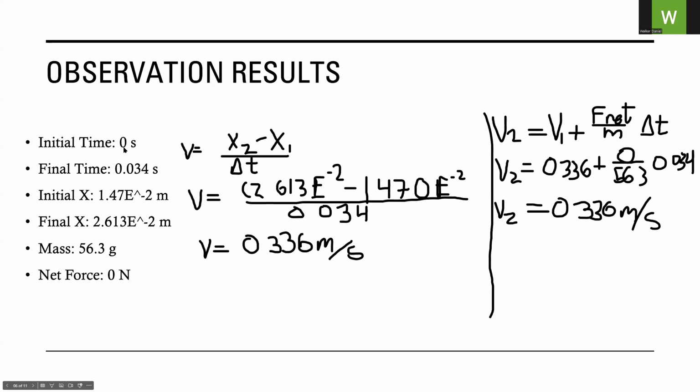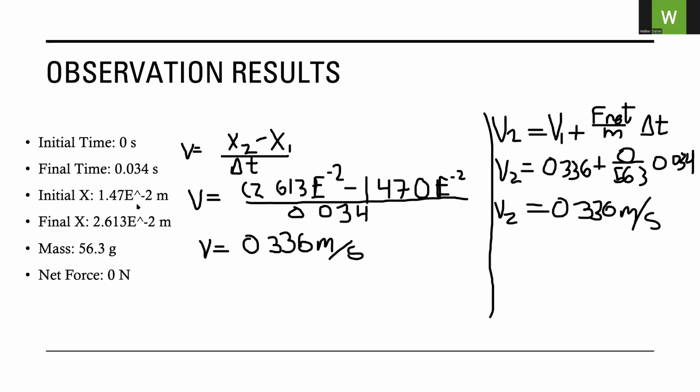And here are my observation results. My initial time was 0. My final time was 0.034 seconds. My initial position was this pretty small number here in meters. And then my final position was this slightly bigger, but still small number here in meters. The mass of the ball, although it does not affect our calculations, was 56.2 grams. And then finally, the net force on the ball was predicted to be 0.